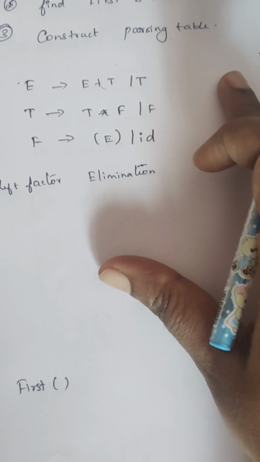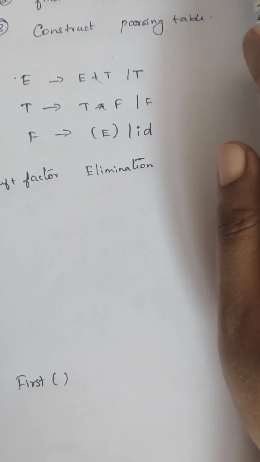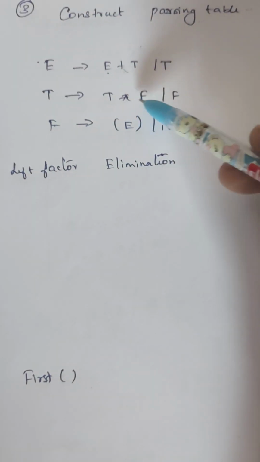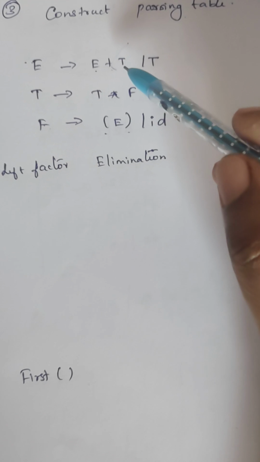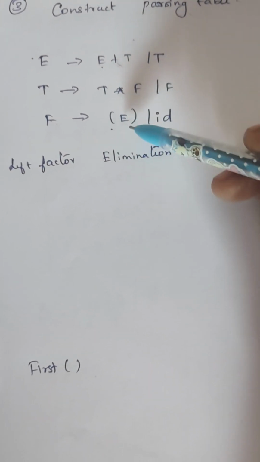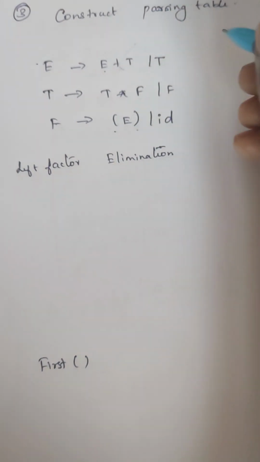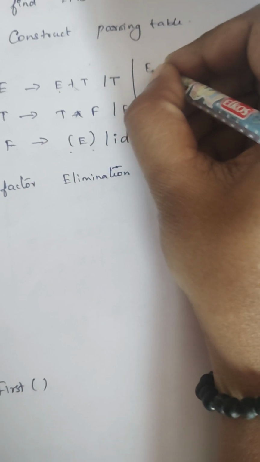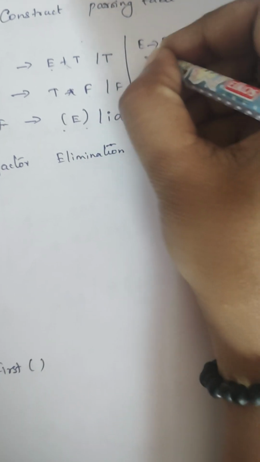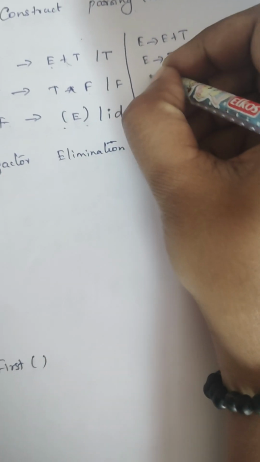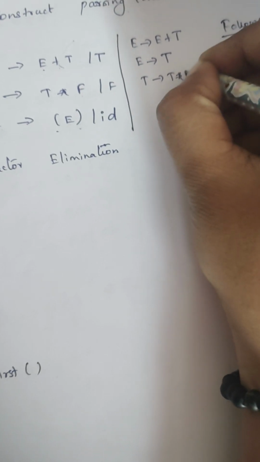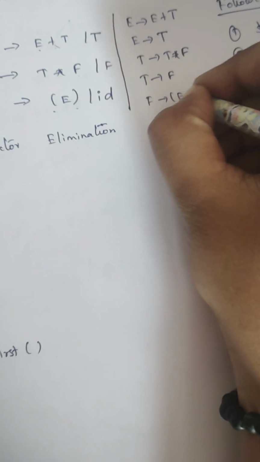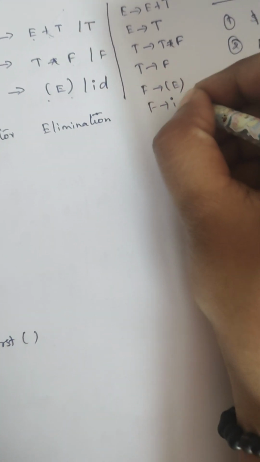We already discussed left recursion and left factoring. This is the production rule I have taken: E tends to E plus T, T tends to T star F, and F tends to open E. If a production rule is given like this, the first step is to rewrite the production rule. So E tends to E plus T, then E tends to T, then T tends to T star F, and T tends to F, and F tends to (E), and F tends to ID.